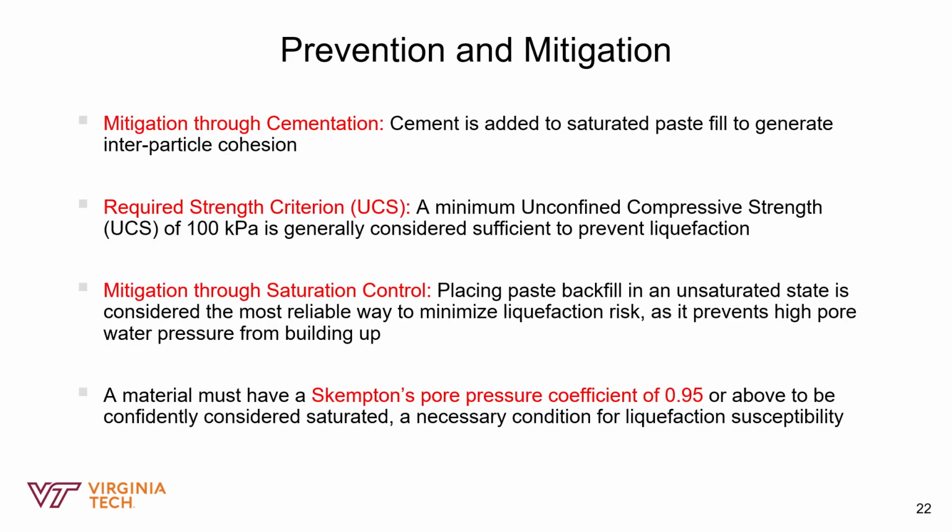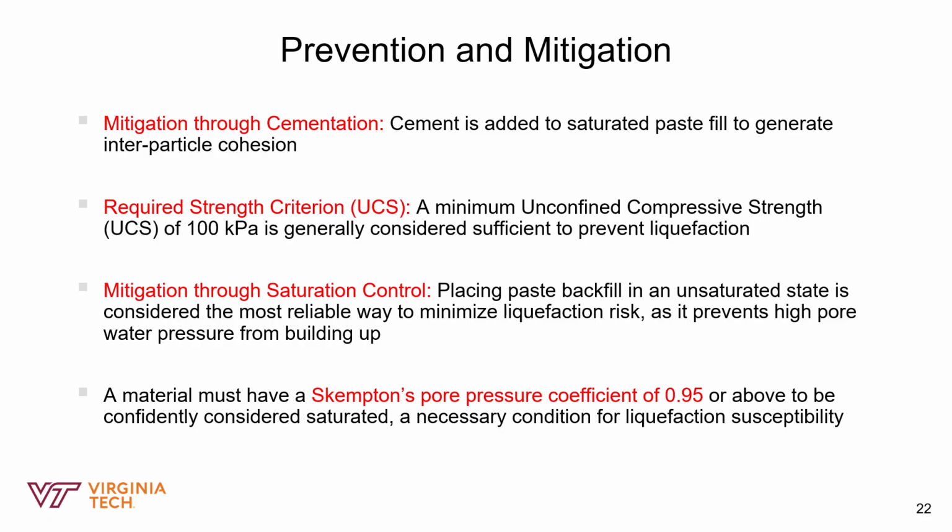This slide talks about the prevention and mitigation of liquefaction. The first one is through cementation, as when cement is added to a paste fill it generates cohesion. Also, we can prevent that through a required strength criterion, which is the UCS. And so generally speaking, a UCS value of 100 kPa is generally considered sufficient to prevent liquefaction.